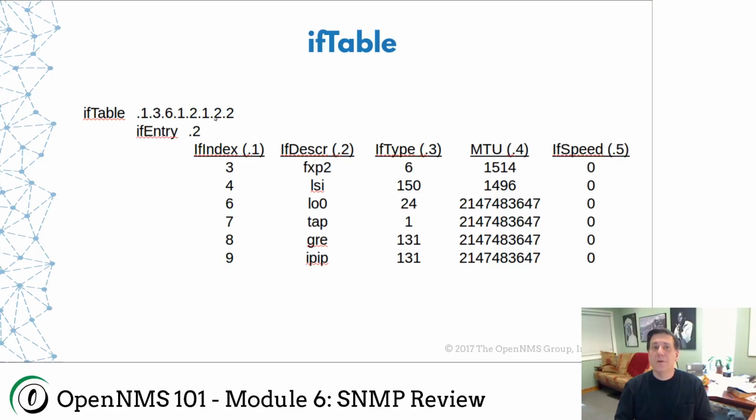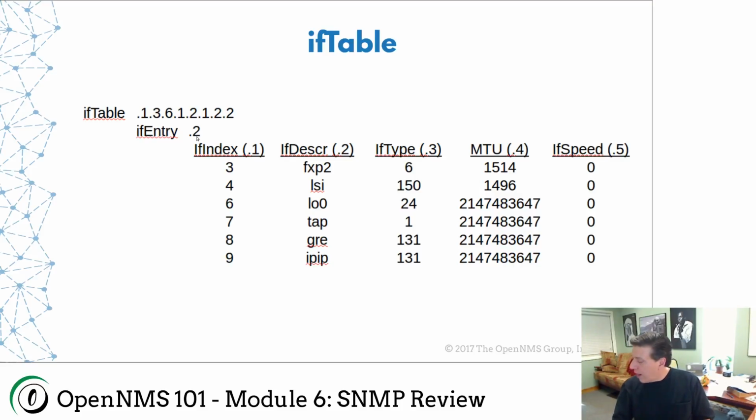.2.2 is interfaces, IF table. .2 is IF entry. Actually, that should be .1. I'm not going to redo this slide. That should be .1. I'll redo it for my class. But IF entry is .1, so it should be .1.3.6.1.2.1.2.1.